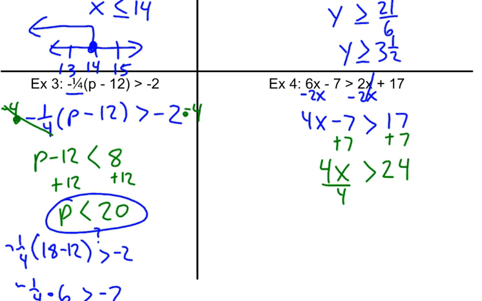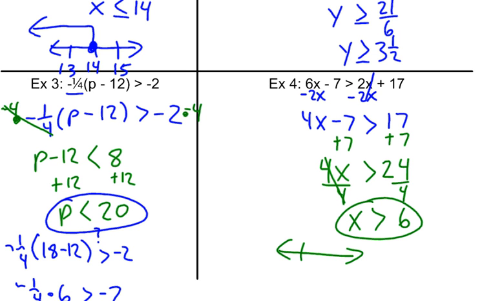Now let's divide by a positive 4. So x, we have a 6 over here. Keep the sign because we did not divide by a negative. x is greater than 6. Let's graph this. So 6, open circle, the numbers greater than 6 are to the right.